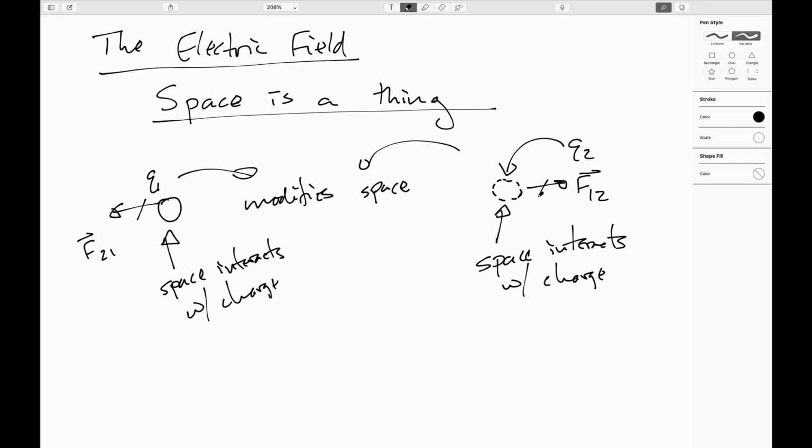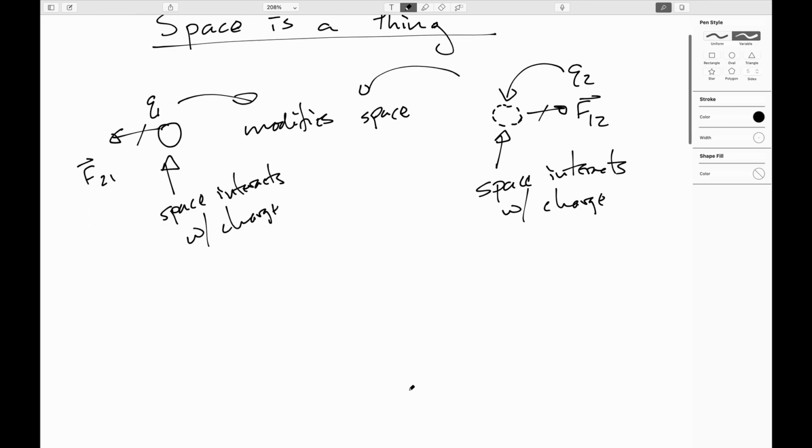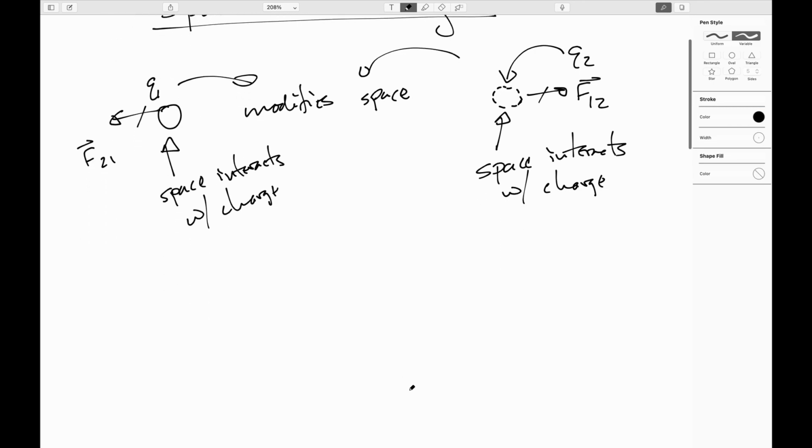But even though we don't know what the thing is, we can start to talk about properties that space has at every location. And one of these properties is what we call the electric field. So this is a property of space at a specific location. Say if I'm interested in that point right there, we can say the electric field, and yes, we use the symbol E again, so this isn't energy, this is the electric field, and this is a property of space.